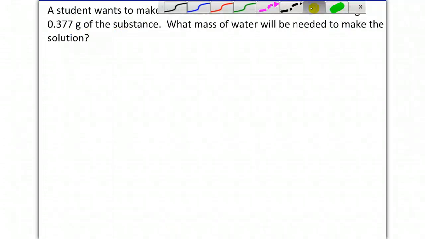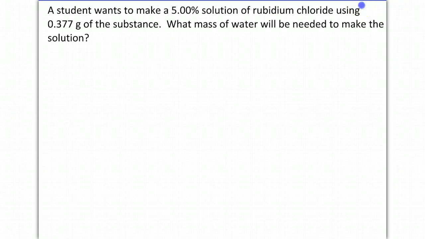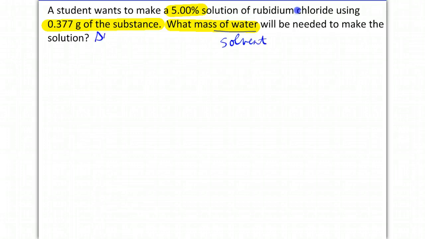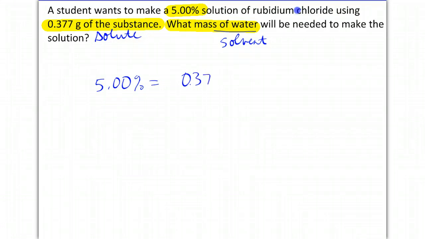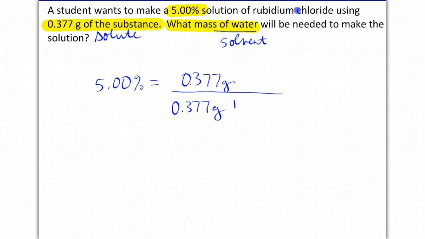One more problem. The question is, we have a 5% solution using 0.377 grams of the substance. That's going to be our solute. What mass of water, which is our solvent? So here we're looking for how much solvent we have given the amount of solute and the percentage. So we're going to set up our equation. 5.00% equals, I know that I have 0.377 grams of solute divided by 0.377 grams of solute plus X amount of grams of solvent, all times 100.